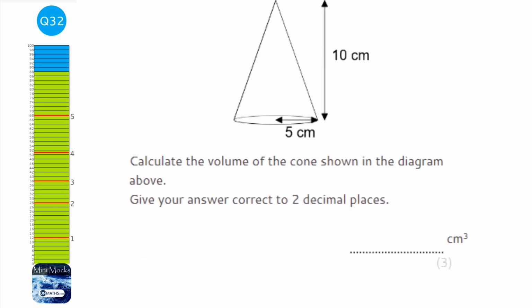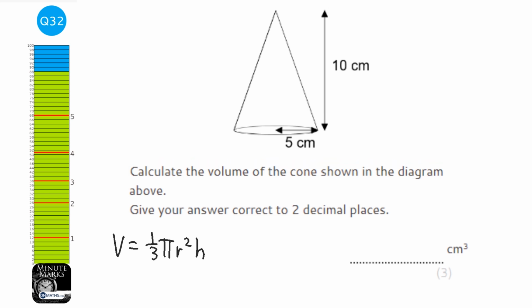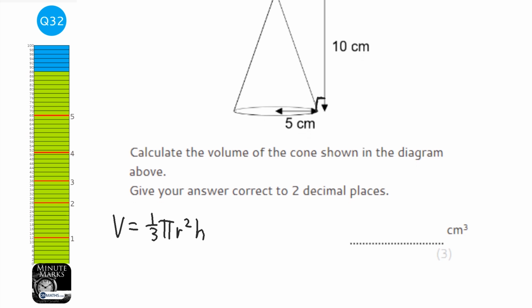Okay, so to find the volume of a cone, we obviously need the formula. So the formula is a third pi r squared h. Now the r is the radius of the circle at the bottom, the h is the height. Now the height has to hit the base at 90 degrees, which this 10 centimeters does. And it's easy to get it mixed up with a slanted height, which goes up the side of the cone.